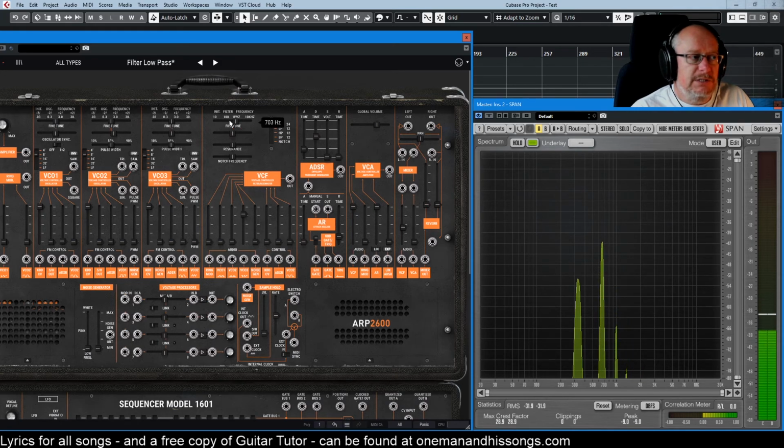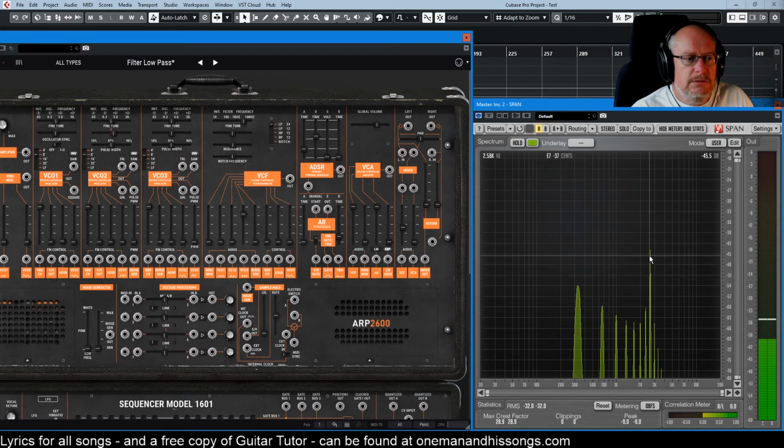Whatever the cutoff frequency is, here we are at 700 Hertz. There's 660, close enough. This is a very crude representation. There's only 4 harmonics in this signal. We'll go up here to 2.6 kilohertz. 2.64. That's pretty good.